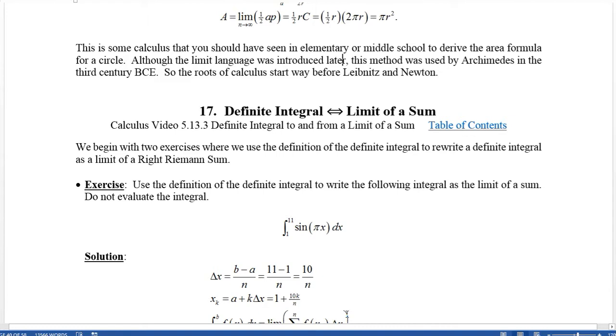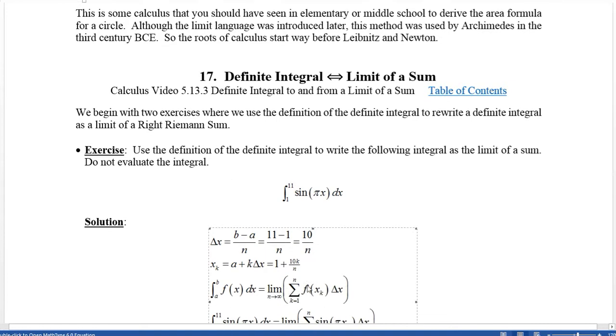Now, to get the right end of each interval, we need to write down what x sub k is. X sub k is a plus k delta x. But we know that delta x now is 10 over n, and a is 1. So x sub k is 1 plus 10k over n. Now we just rewrite this. We know that the integral in general, the integral from a to b of f of x dx is defined to be the limit as n goes to infinity of the sum from k equals 1 to n of f of x sub k delta x, where delta x is b minus a over n and x sub k is a plus k delta x.